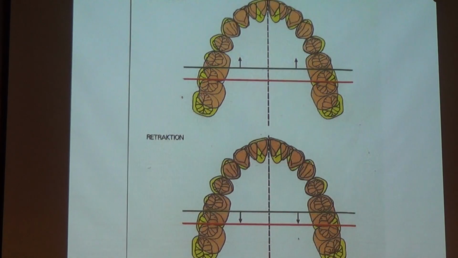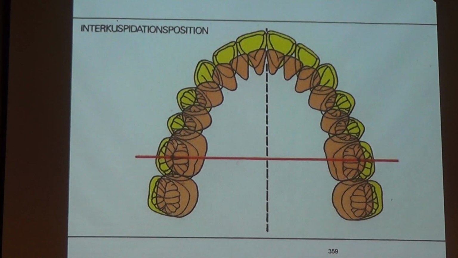And here you see protrusion, which is bringing the jaw forward. It slides on top of the incisors and a little bit of the canines as well. And retrusion or retraction after the protrusion. And here is the maximum intercuspation position.